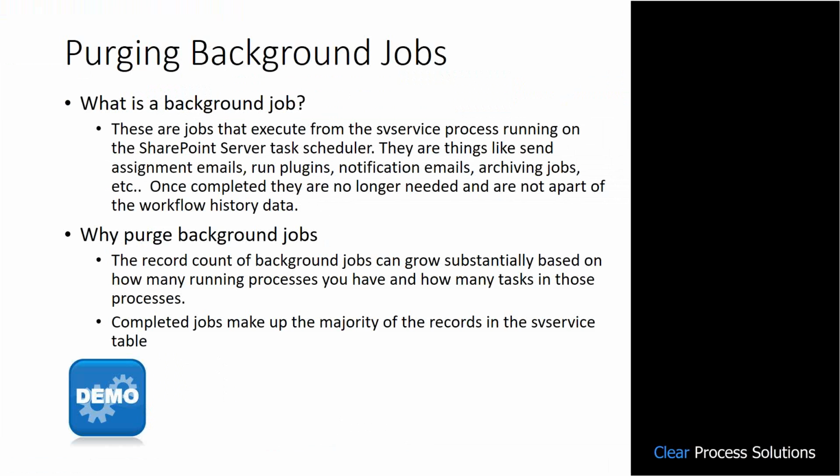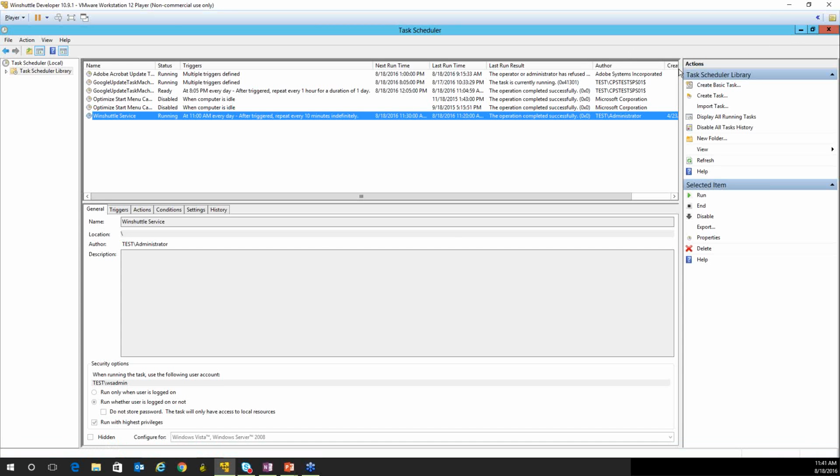So it can grow substantially, as I was saying, based on how many running processes you have and how many tasks in those processes. Completed jobs make up the majority of these records too. And of course, completed jobs are not even necessary anymore because they're already done. And there's really no need to do any of that. So let me go ahead and show you what that looks like.